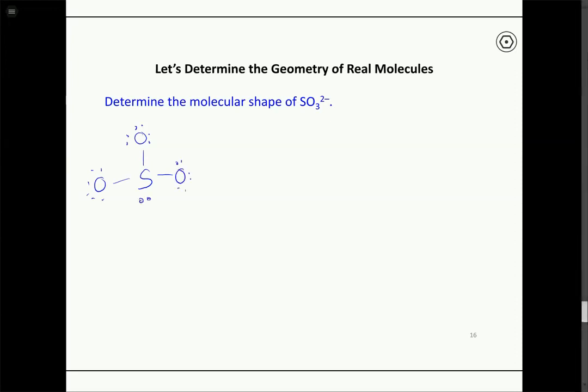Now we can stop here. We have a complete octet in our central atom. We know how many lone pairs there are, so we don't have to really worry about multiple bonding, but there is going to be one double bond in the structure if we're looking at the best one.